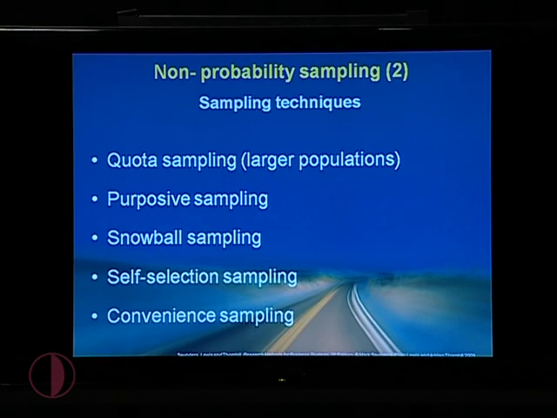Non-probability sampling techniques: maybe you choose quota sampling for a large population to have some groups, or purposive sampling, or snowball sampling, where you start with a small number of participants and each one of them will recruit more participants, so the number of participants is enlarged cumulatively through snowball sampling. Or self-selection sampling, where volunteers in the organization want to participate in this survey or questionnaire to be part of the study.